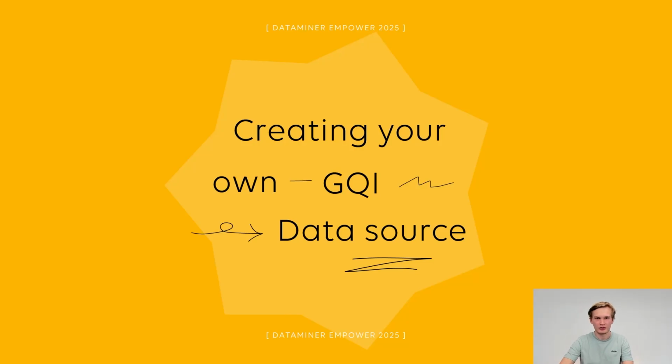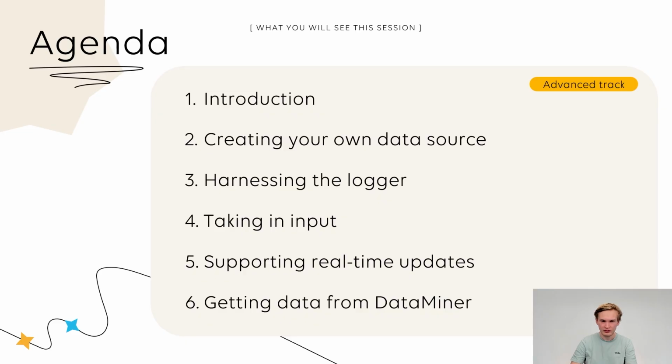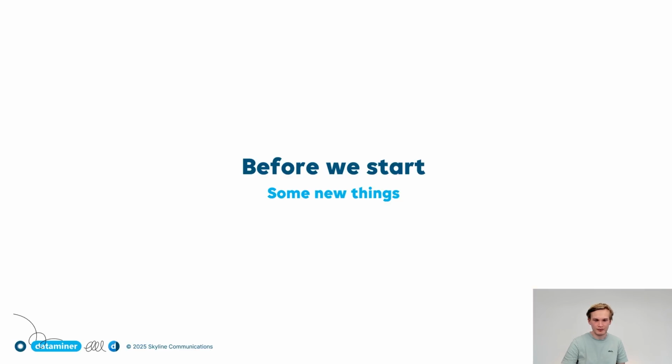Hello everyone, and welcome to this session about creating your own GKI data source, mostly known as ad hoc data sources. We will, in this session, go over a quick introduction. We will then see on a basic level how to create that data source. We will look into adding a logger and some other basic improvements. We will be looking into taking in user inputs, supporting real-time updates, and then a very short look at accessing data from the DataMiner system in your ad hoc data source.